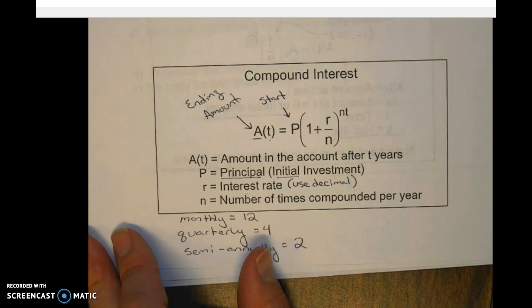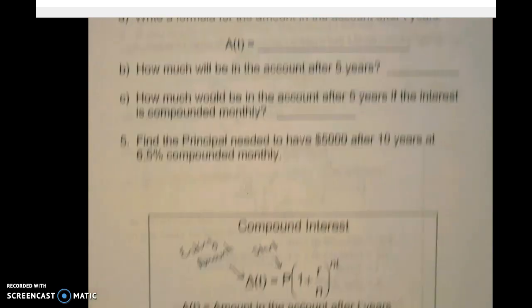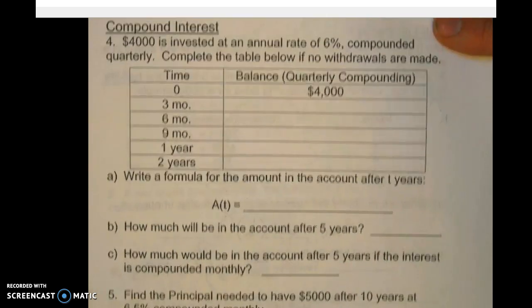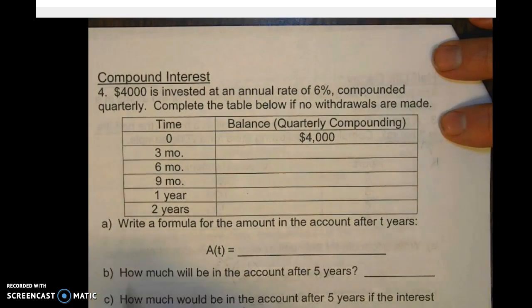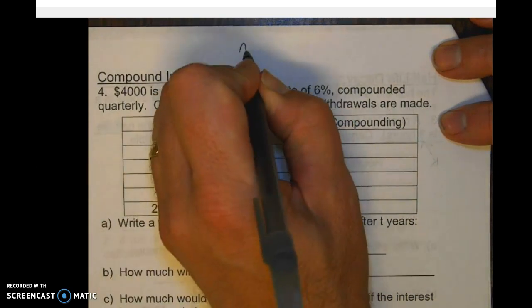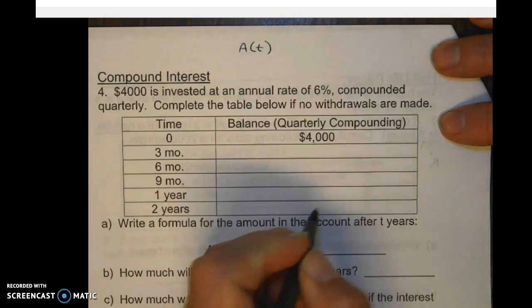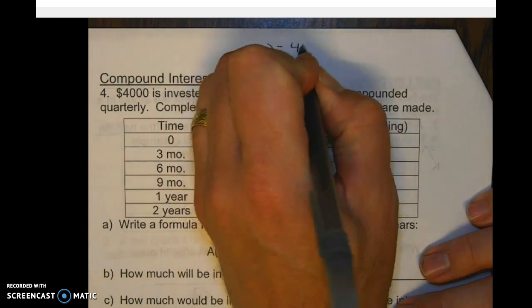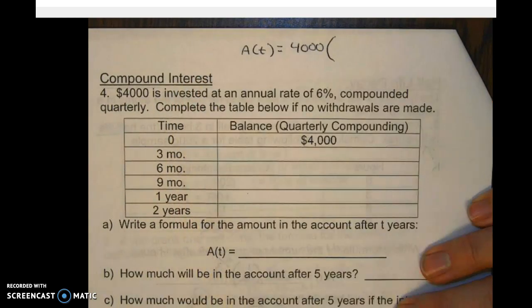So let's go ahead and set up an equation here. Let's look at this example here for compound interest. So we got a starting amount of 4,000, which is going to be your P. That's how much we started with. Okay.